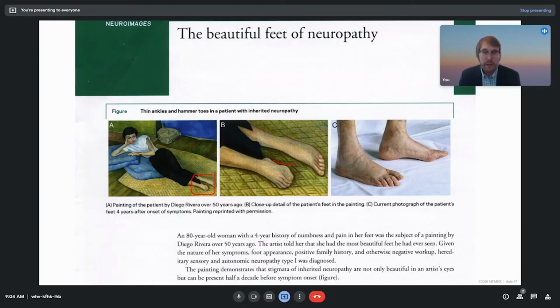And over 50 years later, after this picture was painted, she came to Mayo Clinic for her neuropathy because she had developed pain and other neuropathy symptoms. And so she was diagnosed with a hereditary neuropathy, which neither she nor Diego Rivera knew she had.